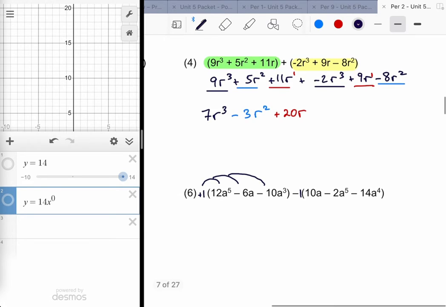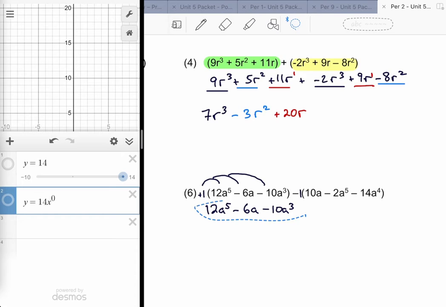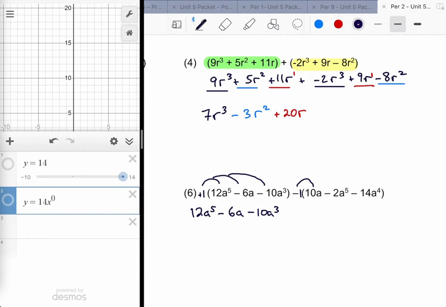So we're going to distribute the positive 1, which we learned in the last two examples doesn't affect anything. So all I'm going to do is rewrite the expression without the parentheses, at least for the first polynomial. For the second one, though, I'm going to distribute that negative.